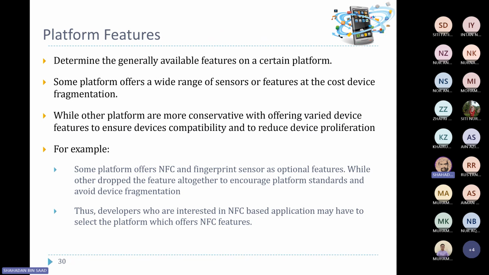For platform features, this determines the generally available features on a certain platform. Some platforms offer a wide range of sensors or features at the cost of device fragmentation, while other platforms are more conservative with offering varied device features to ensure device compatibility and to reduce device proliferation. For example, some platforms offer NFC and fingerprint sensors as optional features. Nowadays many people use fingerprint, right. While others drop the features altogether to encourage platform standards and avoid device fragmentation. So developers who are interested in NFC based applications may have to select the platform which offers NFC features.